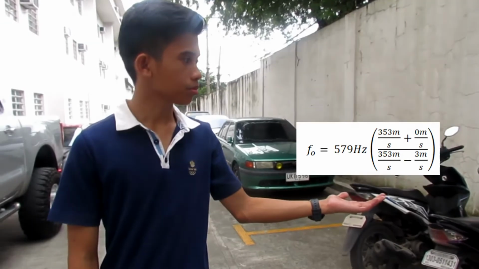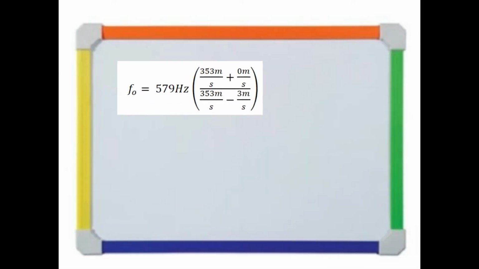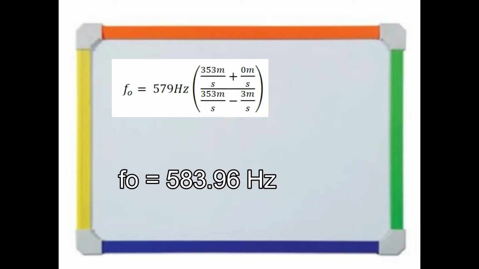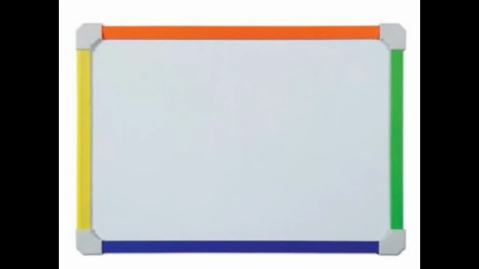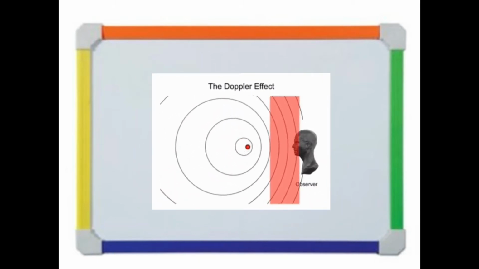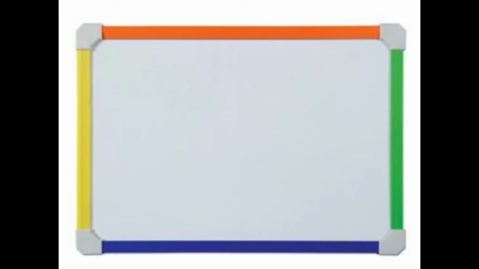By substituting the values into the formula, we will end up with... Performing the operations, we will get 583.96 Hz of apparent frequency. As we have observed, the apparent frequency is higher than the actual frequency since the source is going towards the observer. Let's try this again.